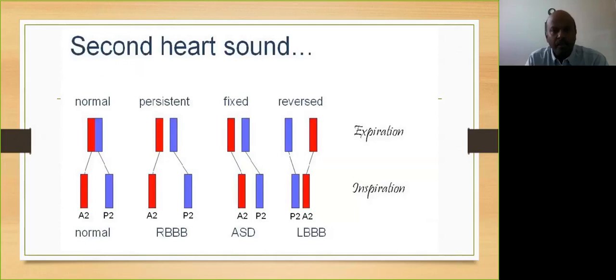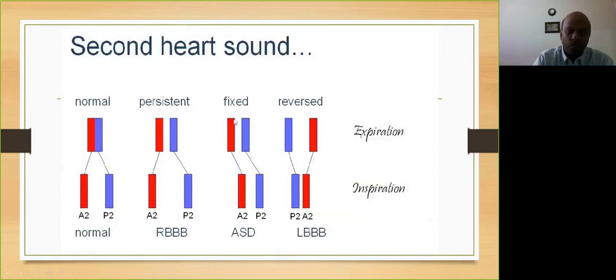Now, if you look at the second heart sound, which gives a clue to the ASD in most of the cases during auscultation, you would find that the normal second heart sound is fused during expiration and split wide during inspiration, whereas in ASD they are fixed.